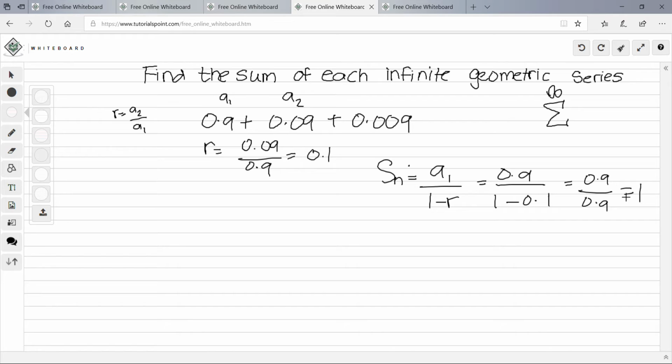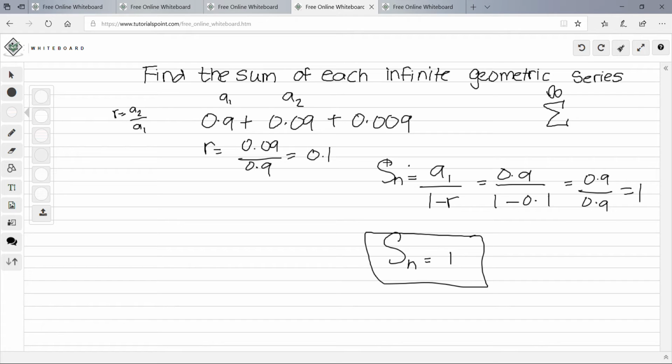So the summation is just 1. We could just leave it as S of n because it goes to infinity, right? There's no limit because it's infinite.